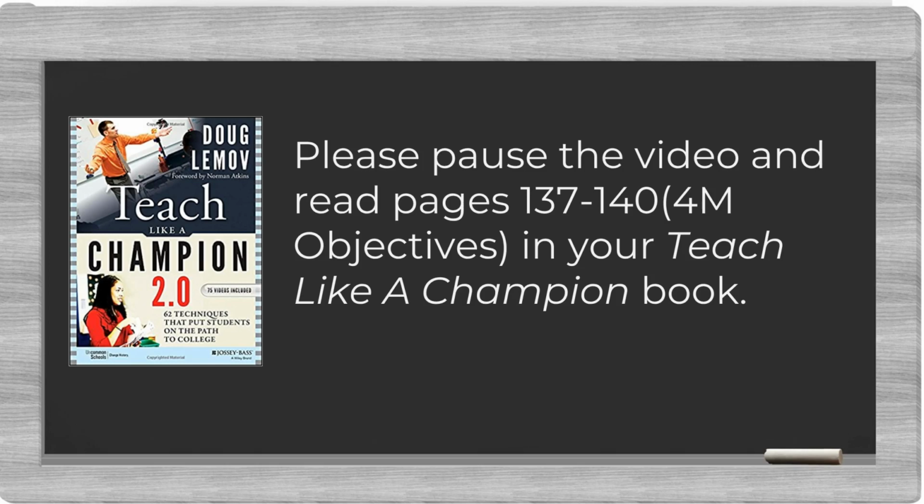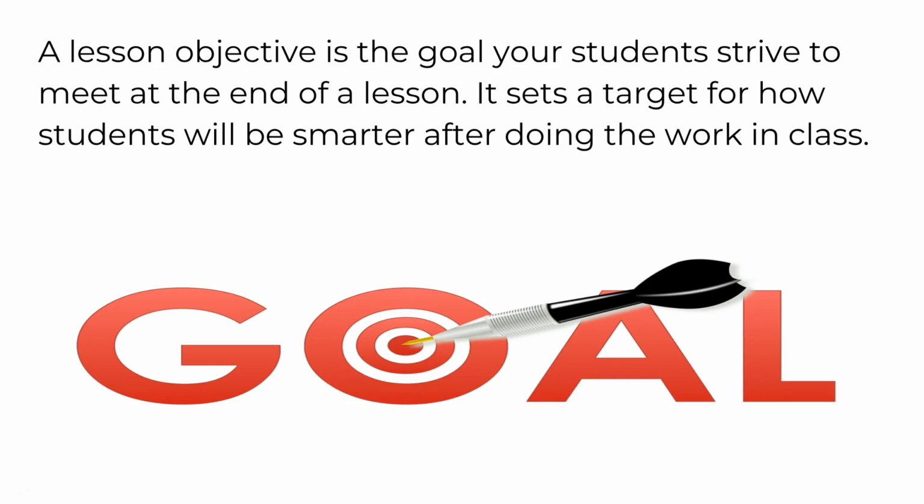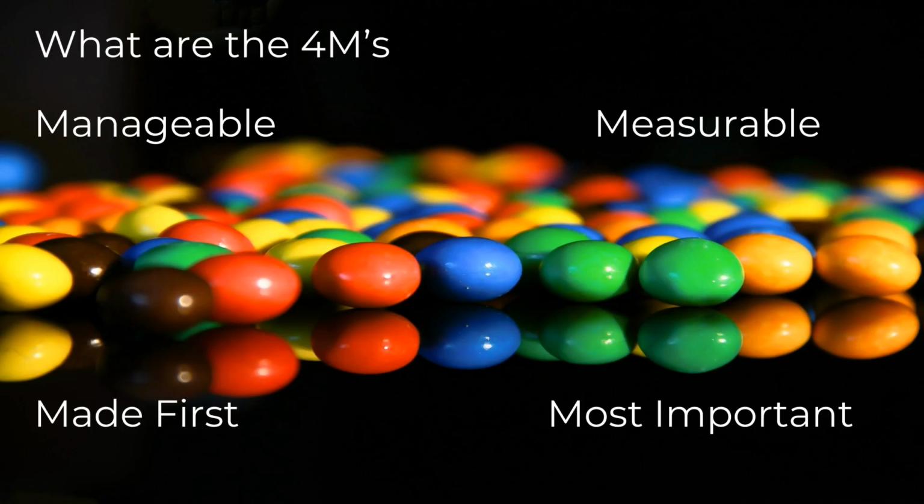At this time, please pause the video and read pages 137 to 140 about 4M objectives in your Teach Like a Champion book. A lesson objective is the goal your students strive to meet at the end of a lesson. It sets a target for how students will be smarter after doing the work in class. From your reading, you learned that the 4 M's are manageable, measurable, made first, and most important.